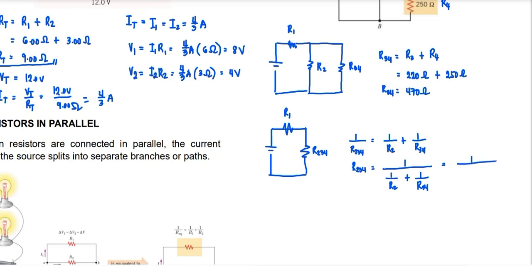So this is 1 over 180 ohms plus 1 over 470 ohms. So R234 is equal to, what is that? 1 over 180 plus 1 over 470. Okay, that's a fraction. So it's 1692.